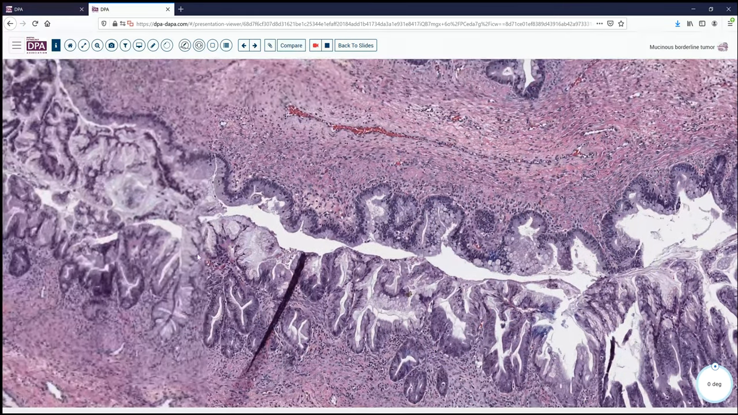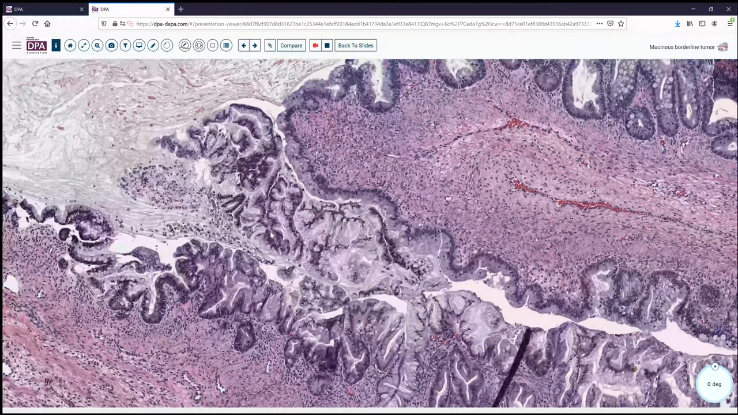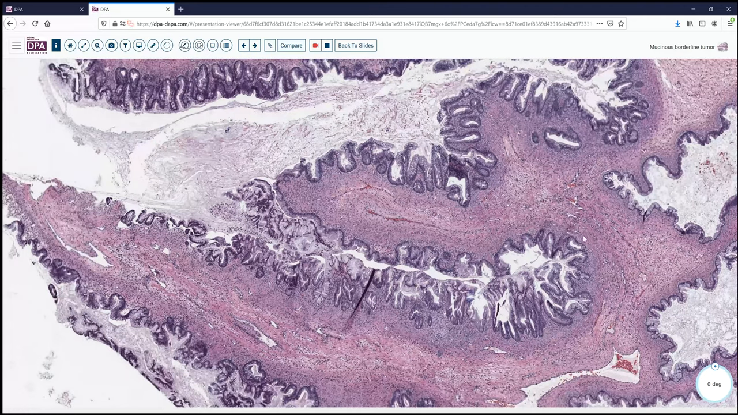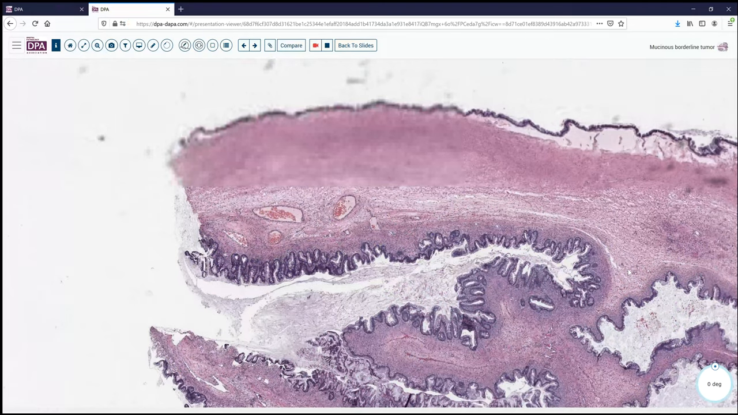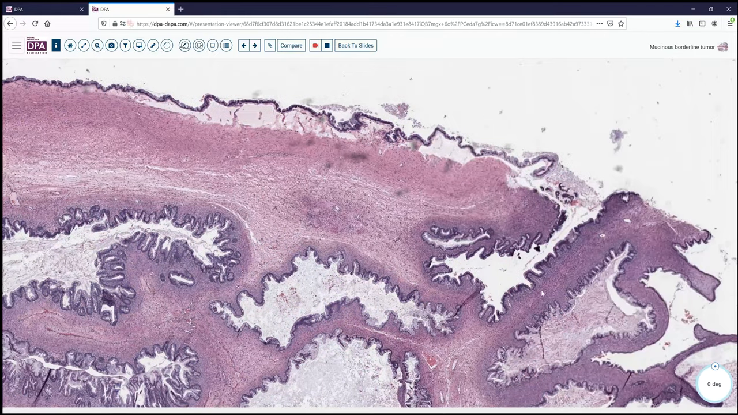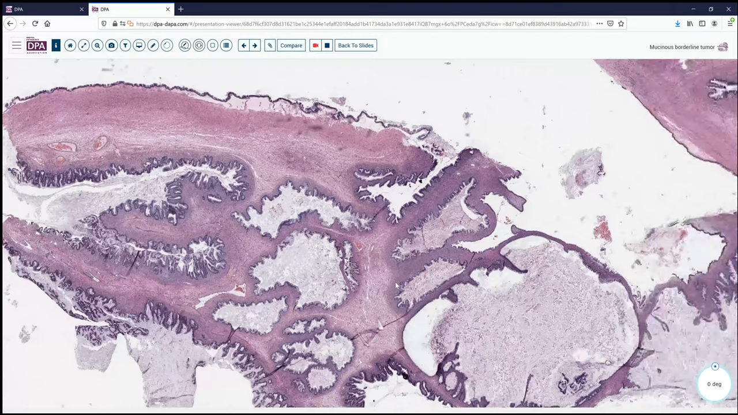And we can begin to see more of this complexity and second order branching of some of these cells, almost a little bit more like a serrated polyp that you might see in the left colon. Again, we can appreciate that there's this little bit of condensation of stroma around all of the glandular spaces, cystic spaces, that goes nicely with the diagnosis of mucinous borderline tumor, and can be helpful also in defining when you have destructive or infiltrative invasion.